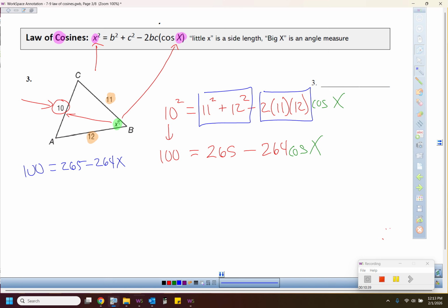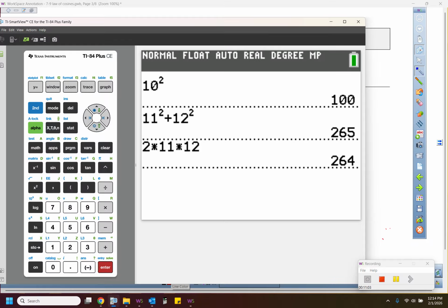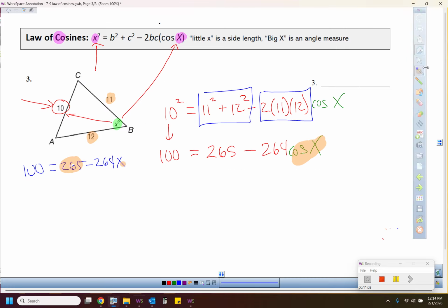Do you see how these two equations are almost the same thing, except this is cosine x and that's just x? You totally know what to do to solve this guy right here. You get rid of this first. Like, you cannot add or subtract those together because they're not like terms. That has an x with it. So we're going to subtract 265 from both sides. So 100 take away 265 is going to be a negative 165.